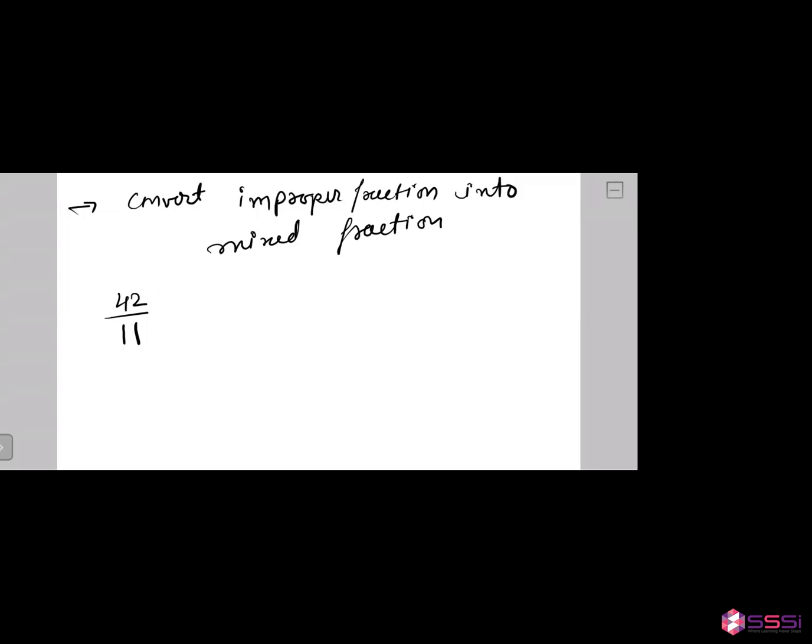Divyanshi, be attentive, be responsive. If I ask okay, you say okay, ma'am, then I know you're listening or not. Okay, so now tell me what you got when you divide 42 by 11.